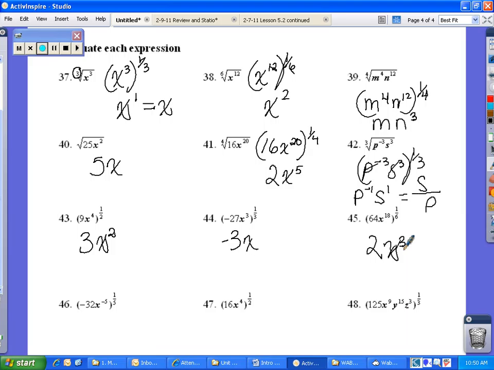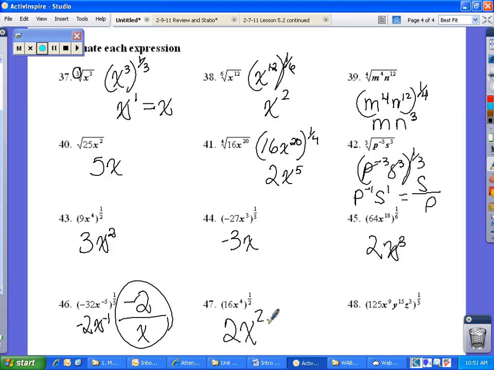For number 46, both of those are being raised to the 1/5 power, so negative 32 to the 1/5 is negative 2. X to the negative 5th is x to the negative 1st power. Therefore, since your exponent is negative, that's going to go on the bottom, but the negative 2 is going to stay on the top, so negative 2 over x. Square root of 16 is 2. 4 times a half is 2, so 2x squared.